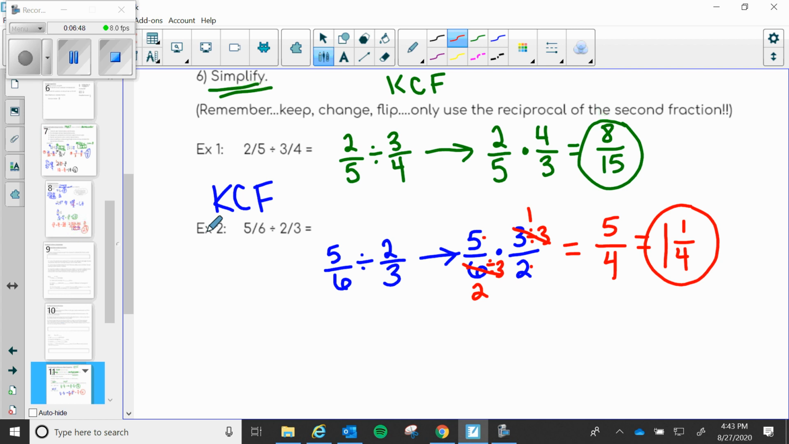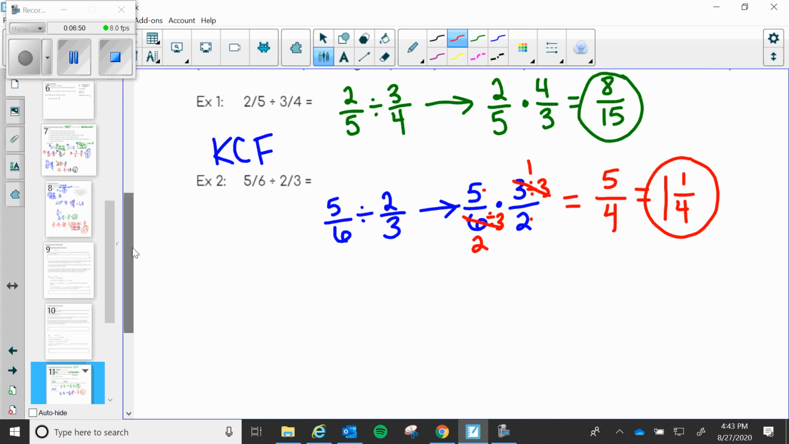But if you don't like cross simplifying, I'll show you the other way that you can do it. So I'm going to rewrite the problem after we KCF. So I'm going to write it down here. 5 over 6 times 3 over 2. This is after we keep, change, flip. If you don't like cross simplifying, which is totally fine if you don't, then you just multiply straight across. 5 times 3 is 15. 6 times 2 is 12.